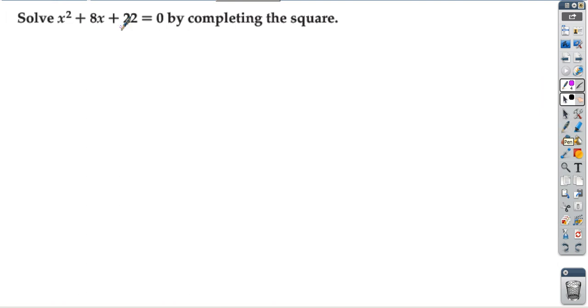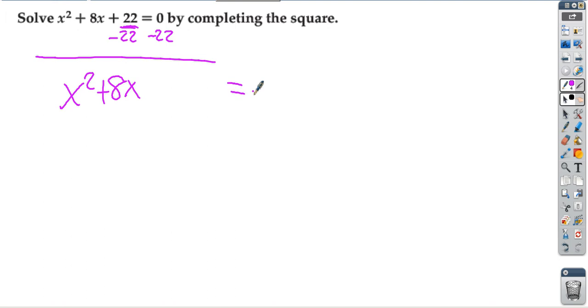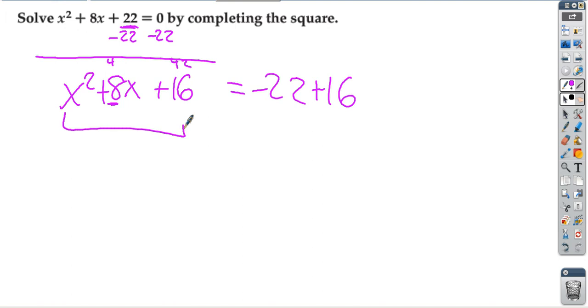So once again, this number is not working for us. There's nothing that multiplies to 22 and adds to 8, so we're going to move it over so that we can complete the square. And now I need to take half of this number, which is 4, and square it to put it right here. So that's going to be 16. Now I have to add that to both sides. This will factor. What number was half of 8? That was 4, so that goes right there. Negative 22 plus 16 would be negative 6.